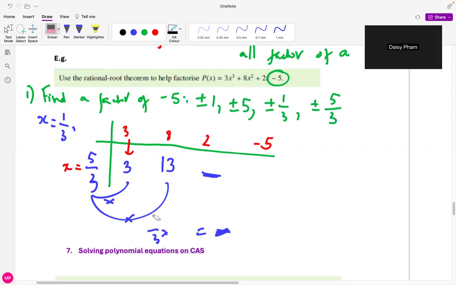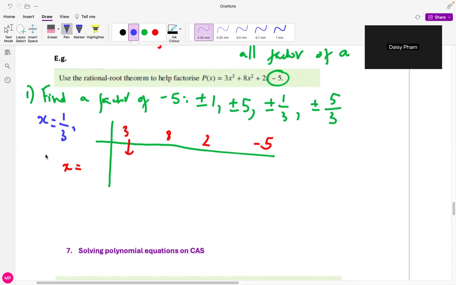Okay. Now I'm going to try -5 over 3 instead. So -5 over 3, bring the 3 down. -5 over 3 times 3, the 3 and 3 cancel out. So you have -5 plus 8 is 3. Then you do the same thing. -5 over 3 times 3, 3 and 3 cancel out. -5 plus 2 is -3. That one is perfect. And then keep going. -5 over 3 times -3, 3 and 3 cancel out. -5 times -1 is 5, 5 minus 5 is 0.